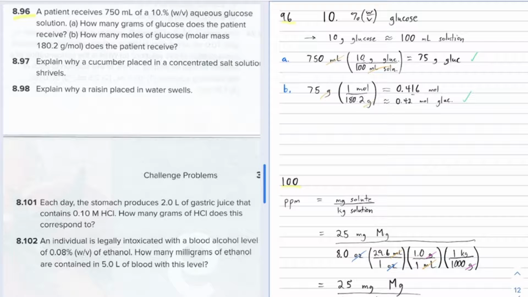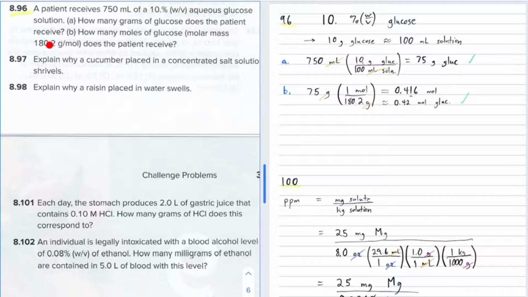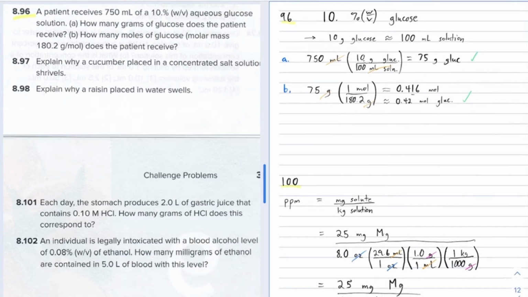If you want to do moles, if you want to figure out how many moles that is, you need the molar mass, and this problem gives it to you. Okay, you could calculate it yourself. Glucose is C6H12O6. So you could add up 6 carbons, 12 hydrogens, 6 oxygens, and this problem already gives you the answer though.